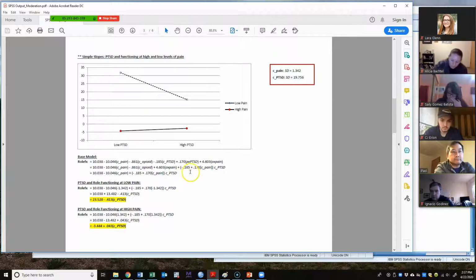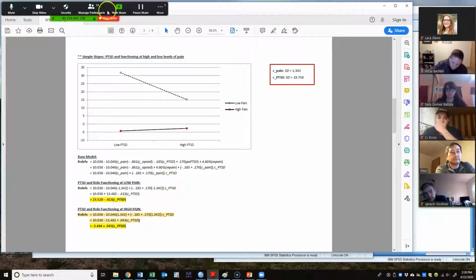And then we're just going to go through the factoring that we did in class. What we can do is go through and hand calculate my simple slopes for role functioning: PTSD and role functioning at low pain, and PTSD and role functioning at high pain. Okay, and we can do this all by hand, right?